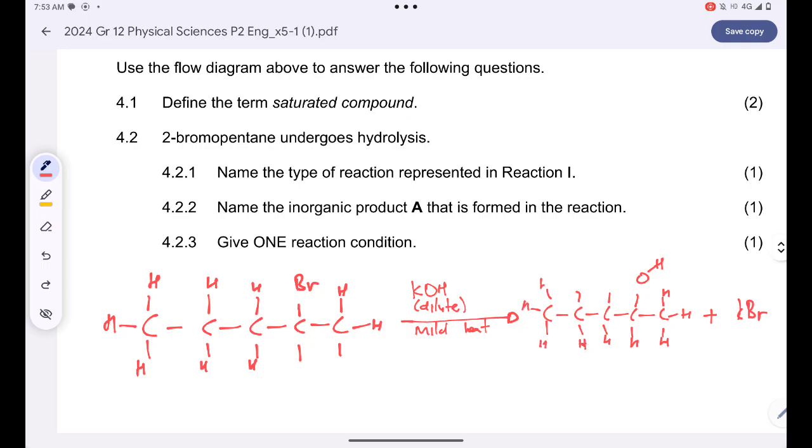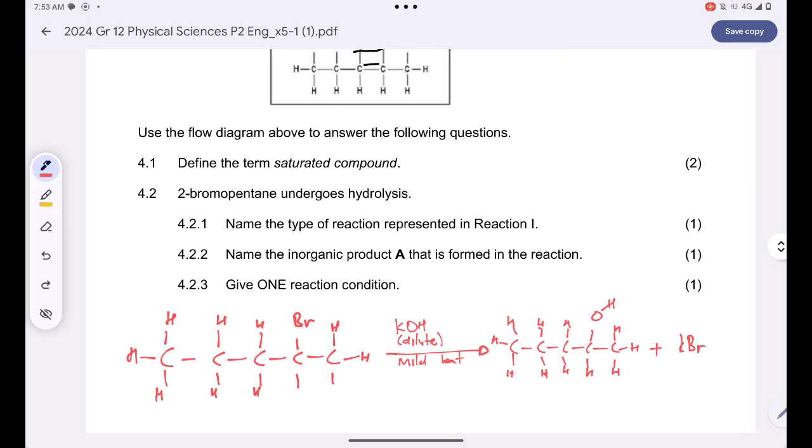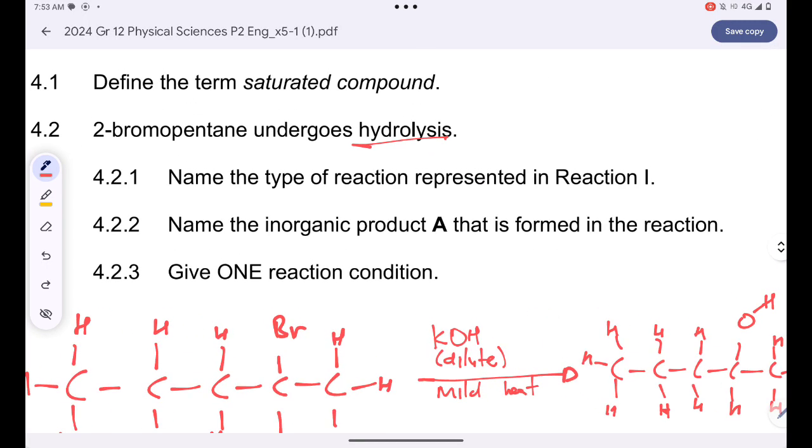By just drawing this equation, guys, using structural formulas, I believe that you can already answer the questions. So name the type of reaction represented in reaction 1. They did tell us that it's hydrolysis, so we don't want to repeat that. Let's just say it's a substitution reaction. Are you together? And the type of substitution reaction is hydrolysis.